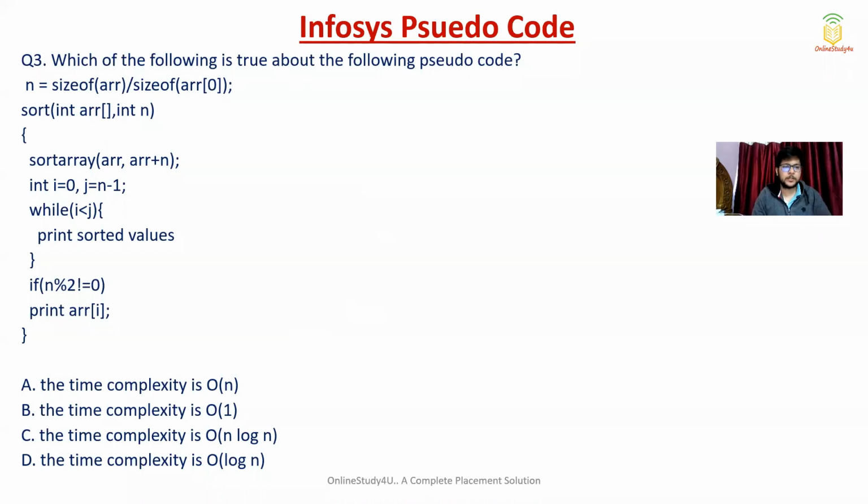Okay, which of the following is true about the following pseudocode? So this question was based on time complexity.